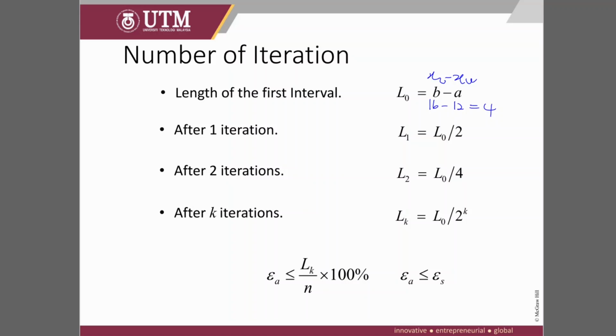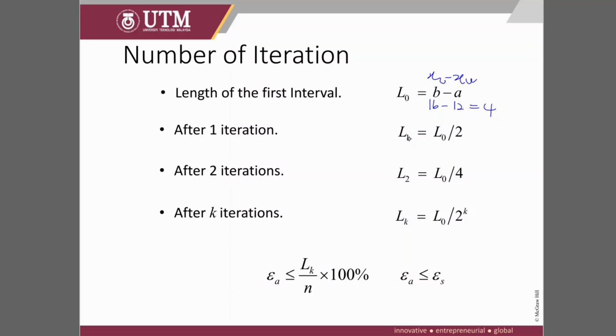Okay, so which is equal to 4. So we know that our L0 is equal to 4. Then after the first iteration, L1, our L0 is divided by 2, because we need to find our XR. So XR is just XL plus XU divided by 2.